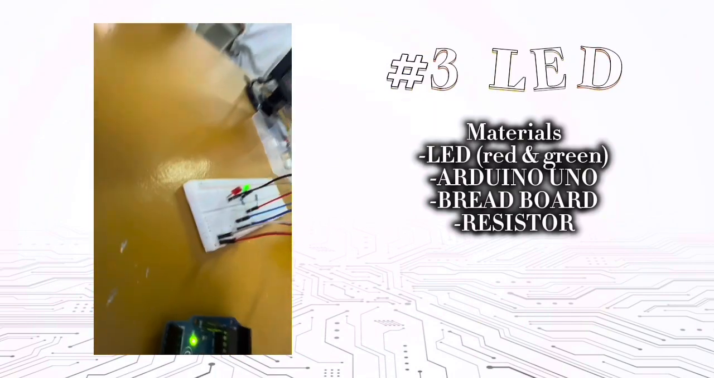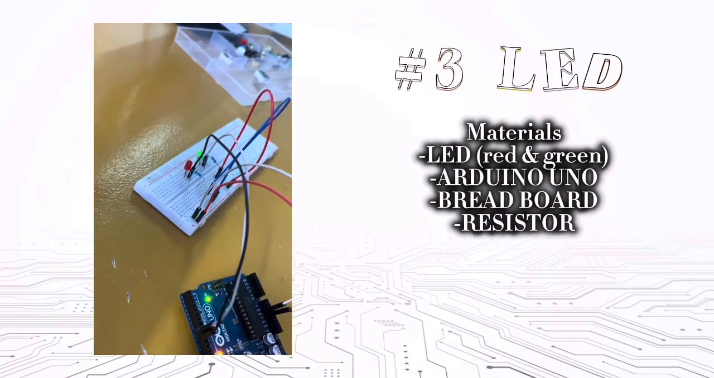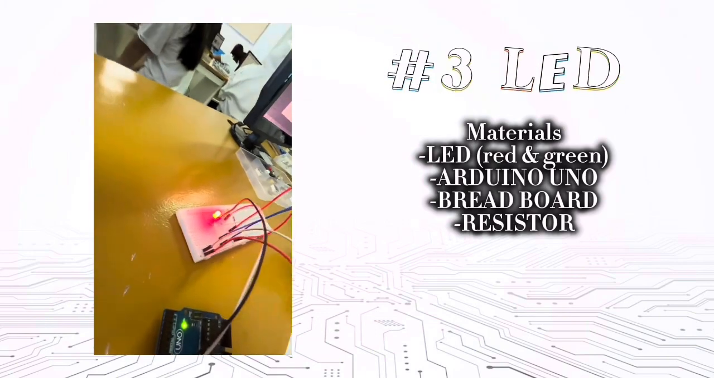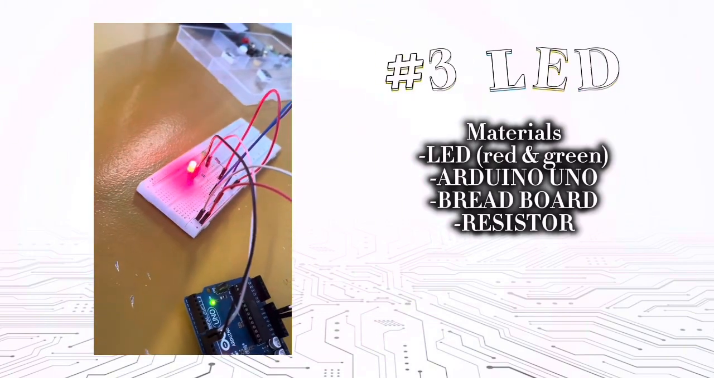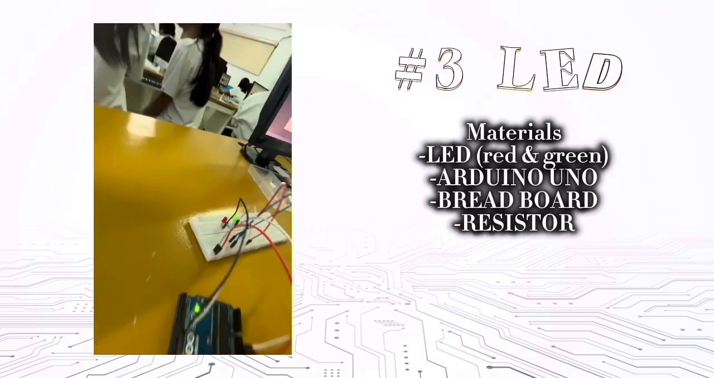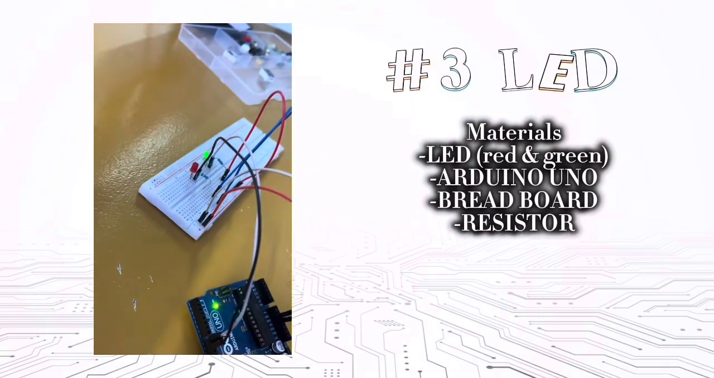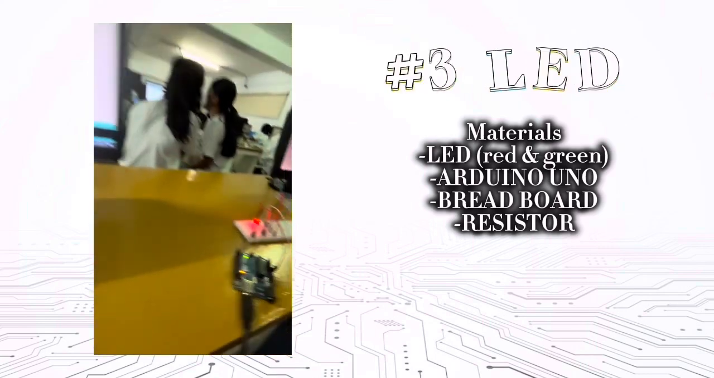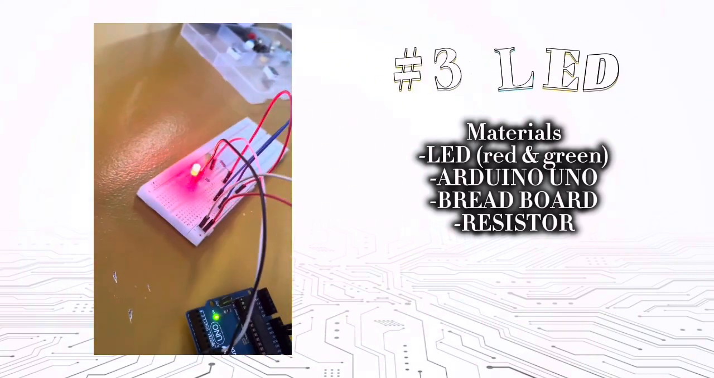LED 3. Materials: LED, red and green, Arduino Uno, breadboard and resistor. In this task, we created an Arduino circuit that makes the LEDs blink alternately, similar to Christmas lights. The project demonstrates how to control multiple LEDs using Arduino programming. By changing the timing and the sequence in the code, the LEDs light up in a pattern that looks like festive lights.